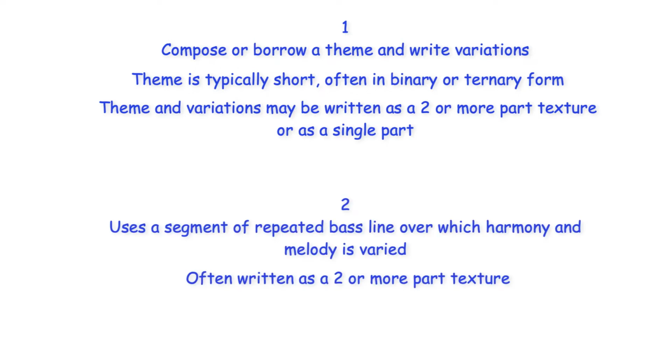The other approach for writing theme and variations, which I'll discuss in another video, takes a segment of repeated bass line over which the harmony and melody is varied. Unlike the first approach, using a repeated bass line adds more restrictions to the harmonic choices, although using this method, composers were still able to write works of great variety.